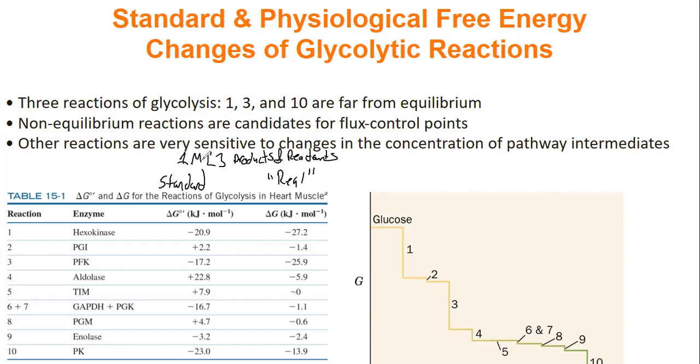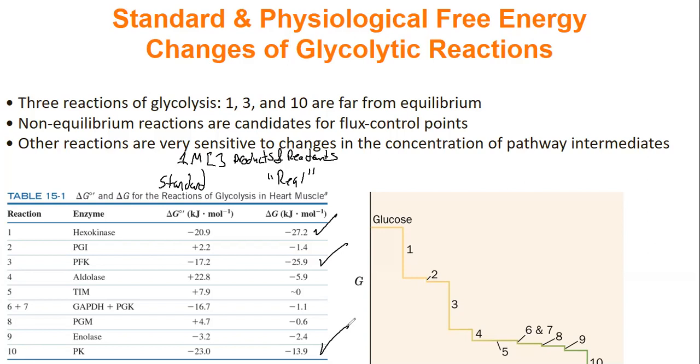So we do this, and what we're looking for as possible control points of flux are those enzymes that are far from equilibrium. So we're looking at the delta G's and at things far away from zero. Reaction one, minus 27, very far from zero. Minus 25 for reaction three, very far from zero. Then reaction 10, minus 13, very far from zero as well.